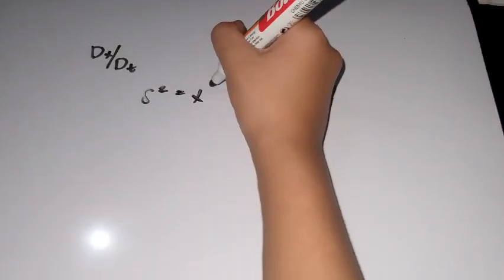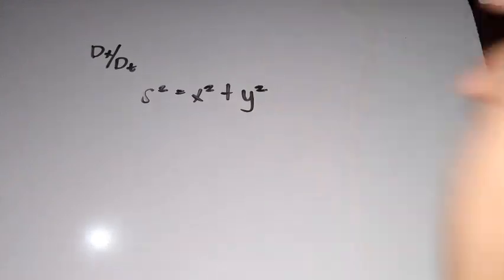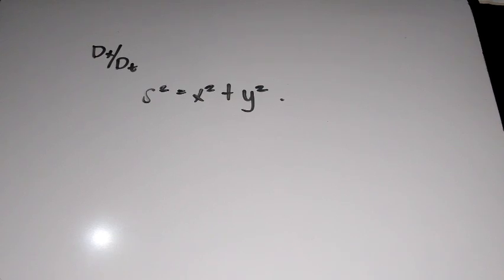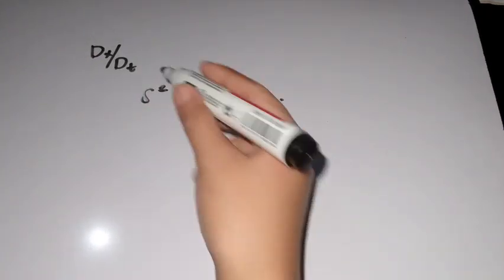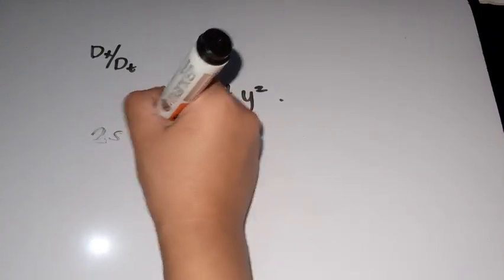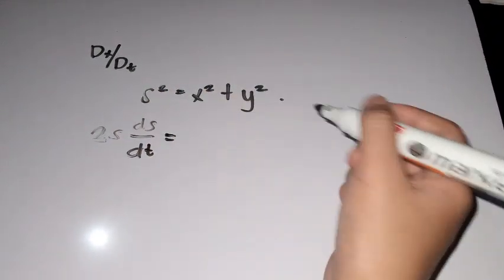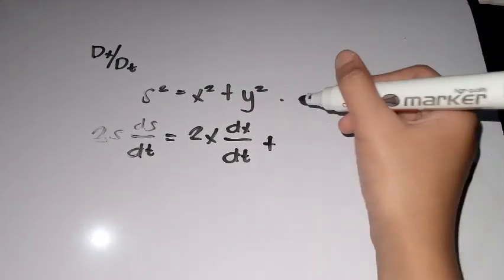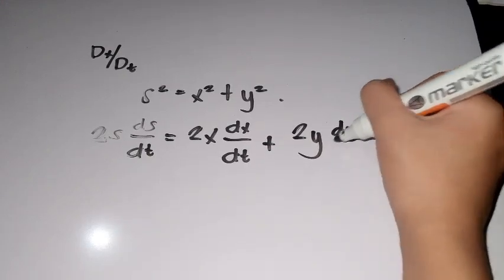Now, in solving for dx/dt, we have here the Pythagorean theorem. s squared is equal to x squared plus y squared. All we have to do is differentiate this equation. Since we're going to find dx/dt, the derivative of s squared is simply 2s ds/dt, and x squared is simply 2x dx/dt, plus y squared is 2y dy/dt.